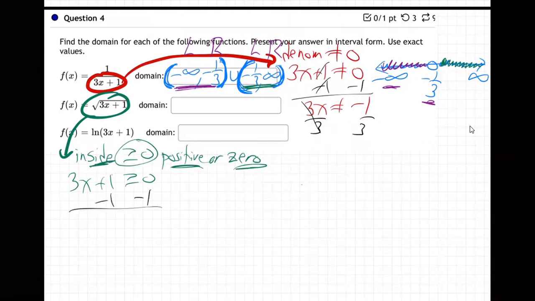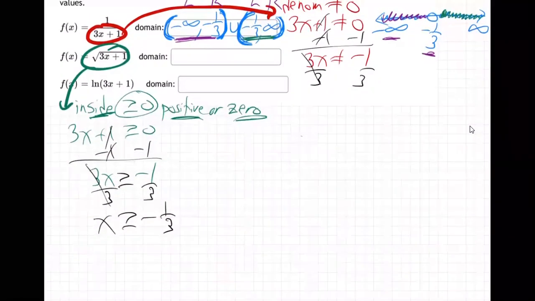Subtract 1 from both sides. And divide by 3. So x is greater than or equal to -1/3. X is greater than or equal to -1/3.